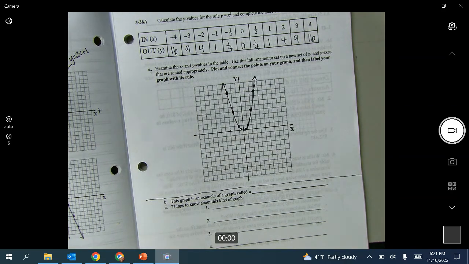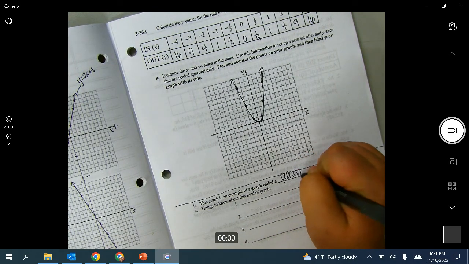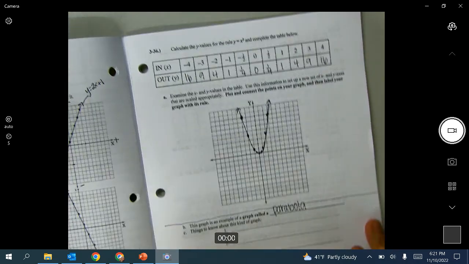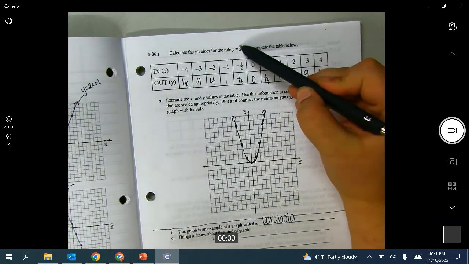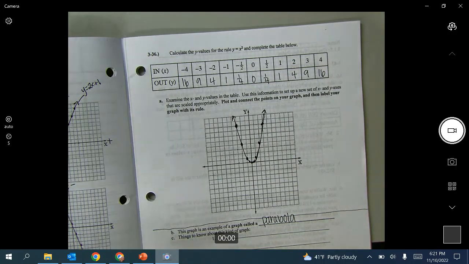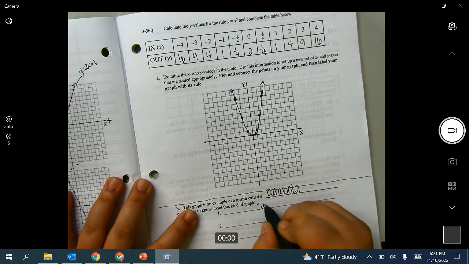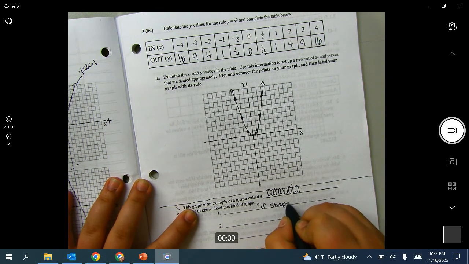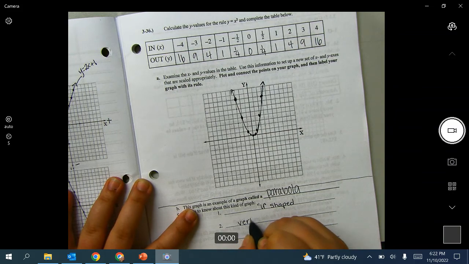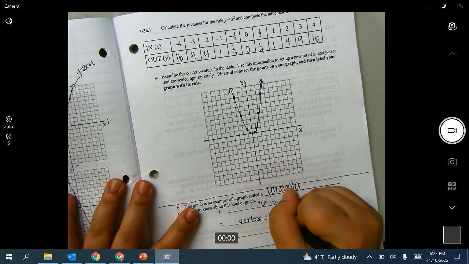So it is a parabola, spelled like parabola. Okay, so it is called a parabola. Any graph, any equation that has an x squared in it like this, it's going to end up being this U shape. All right, so things that we should know is that they are U shaped. It has a vertex, which is either the highest or lowest point.